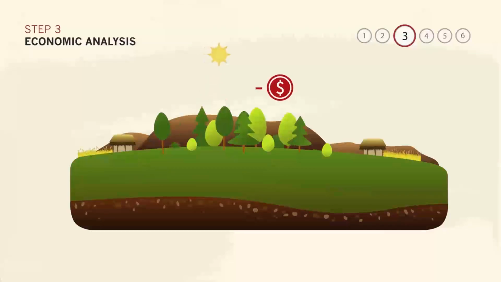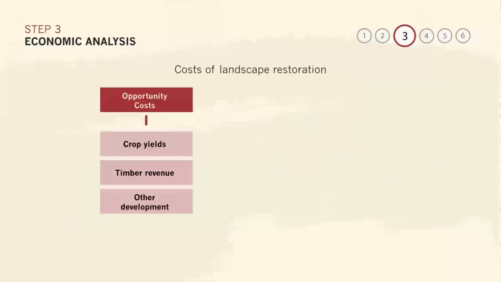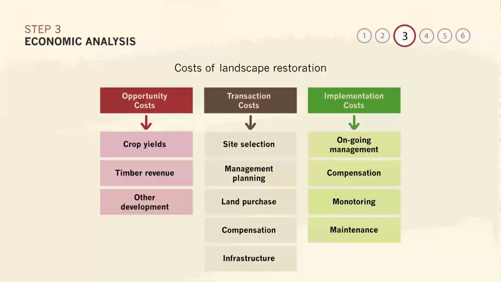Restoring buffer zones around protected forests can result in more fuelwood for local communities, for example, but it can also expand opportunities for ecotourism in the region. In this phase of Rome, benefits like these are identified, monetized, and compared. Costs can include opportunity costs, transaction costs, and implementation costs.